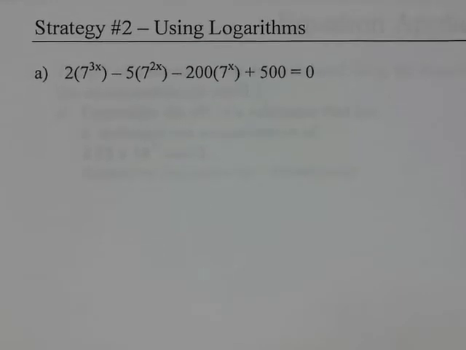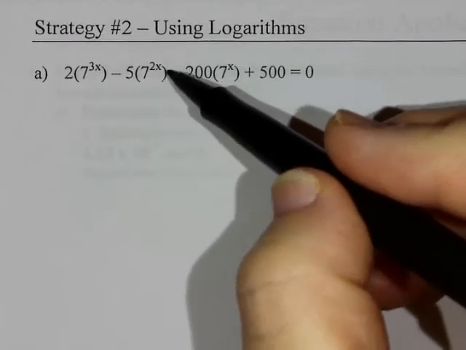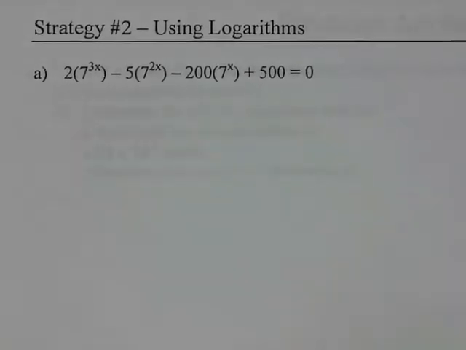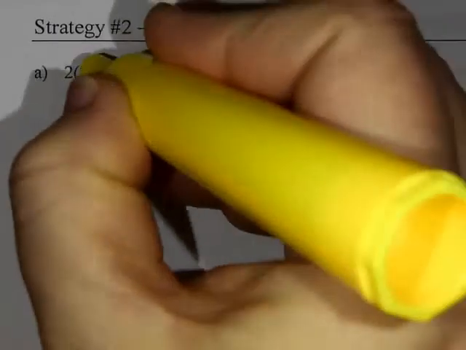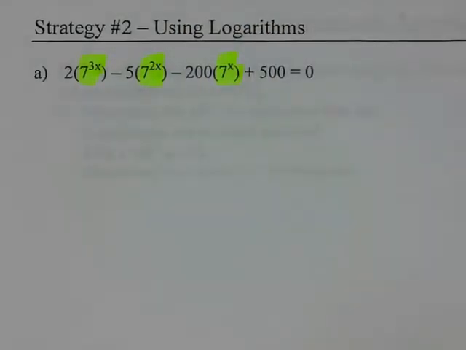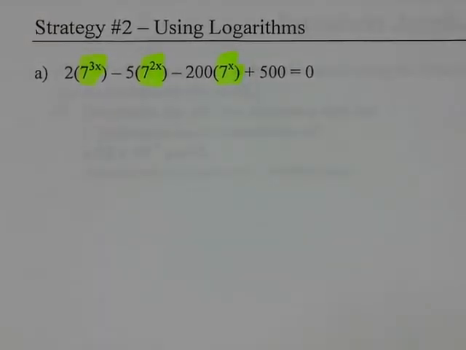So my example here is 2 times 7 to the power of 3x minus 5 times 7 to the power of 2x minus 200 times 7 to the power of x plus 500 equals 0. So when I'm looking at this question, I notice that I have 3 powers. I have 7 to the power of 3x, 7 to the power of 2x, and 7 to the power of just x. So I know this is exponential, and I know I'm going to have to do something. I can't really work on writing them as powers of the same base because they already have the same base. They already have a base of 7.